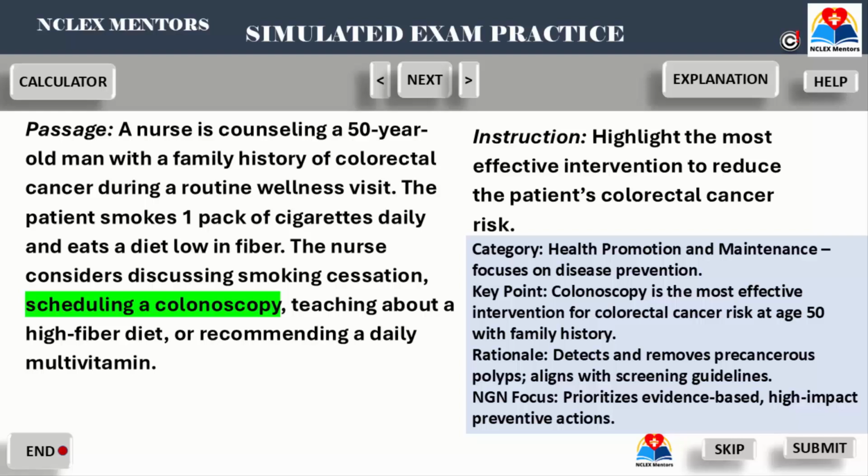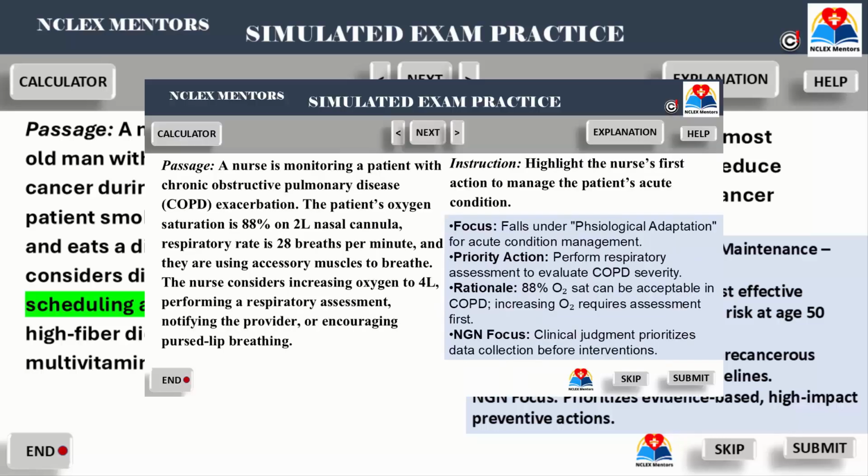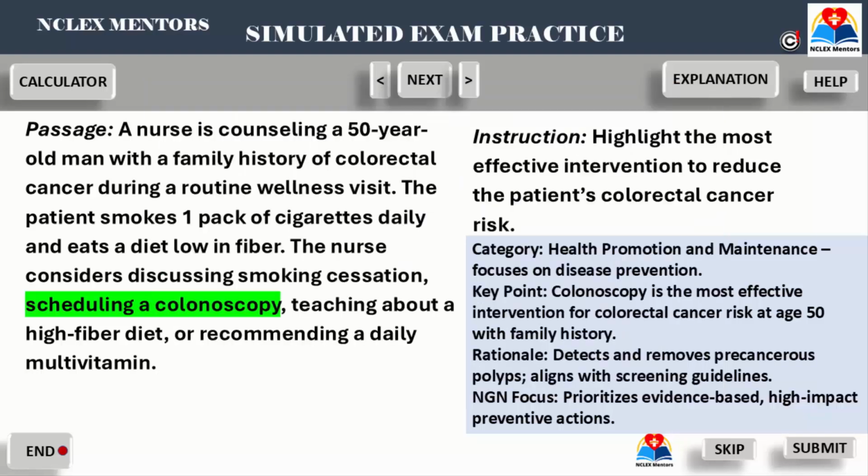D. Recommend a daily multivitamin. There is no strong evidence linking multivitamins with reducing colorectal cancer risk. While they're useful for general health, they do not play a significant role in colorectal cancer prevention. Key takeaway. For a patient like this, early detection through a colonoscopy is the most effective intervention to prevent colorectal cancer. The NGN emphasizes evidence-based prevention, and in this case, screening is the priority.